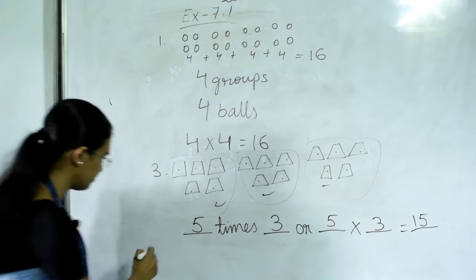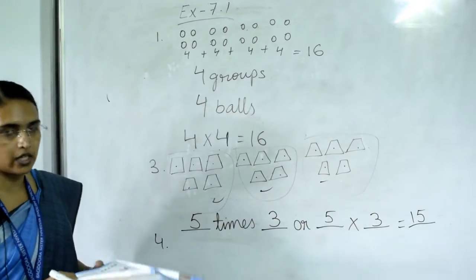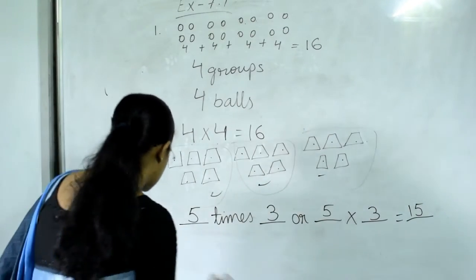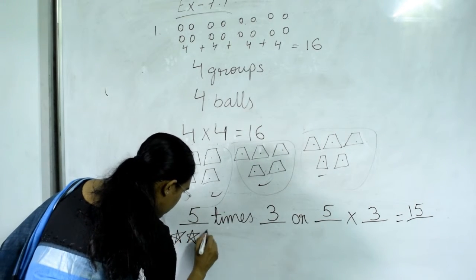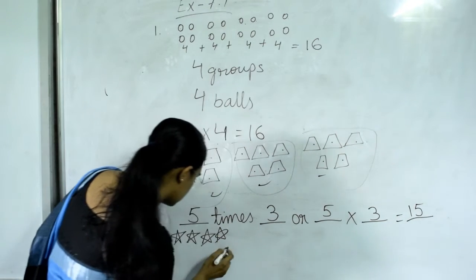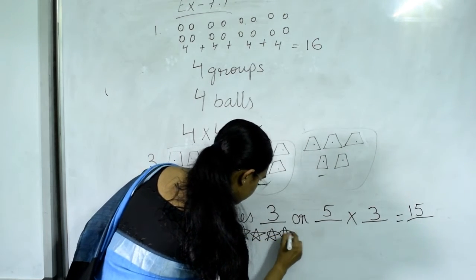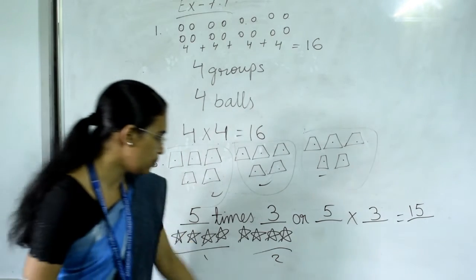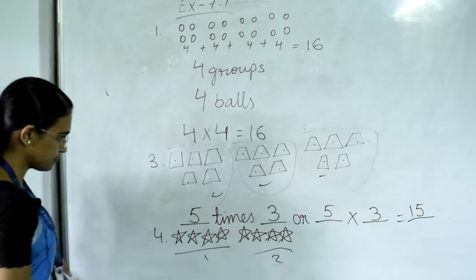Now number 4. In number 4 there are 2 groups of stars. In each group there are 4 stars. So we have to find out with the help of multiplication how many stars there are altogether. Okay, so this is one group and this is another group. This is the first group, this is the second group. So how many groups do we have? 2 groups, and each group has how many stars? 4 stars.